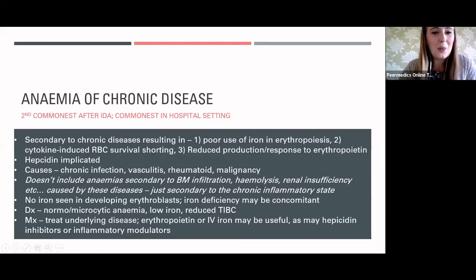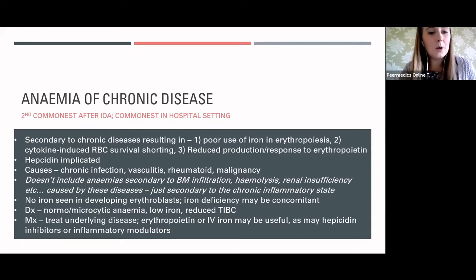Anemia of chronic disease is the most wonderfully vague diagnosis ever, but it is the second commonest cause after iron deficiency, and if you're looking at hospital patients particularly, it's the most common cause in that setting. So it tends to happen because iron isn't getting used well, you've got cytokine-induced shortening of red blood cell survival span because you've got this inflammatory state going on, or you are producing the erythropoietin but your bone marrow for whatever reason just isn't responding well.